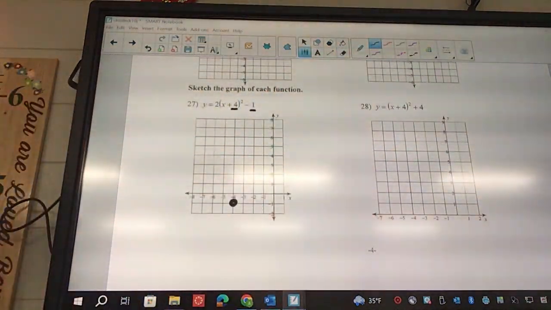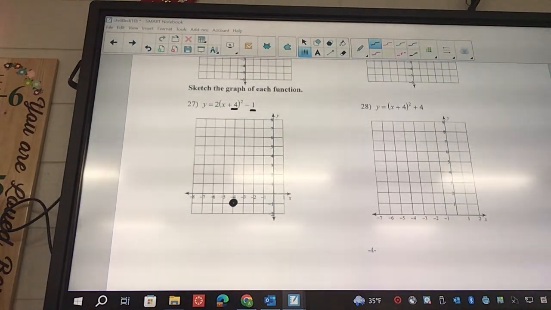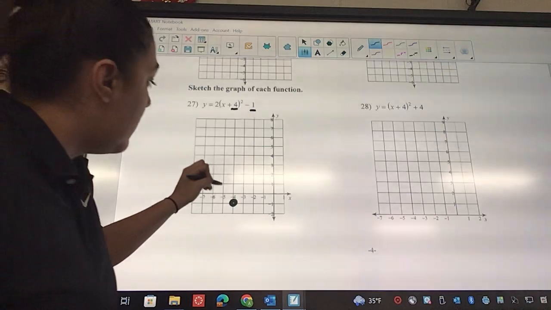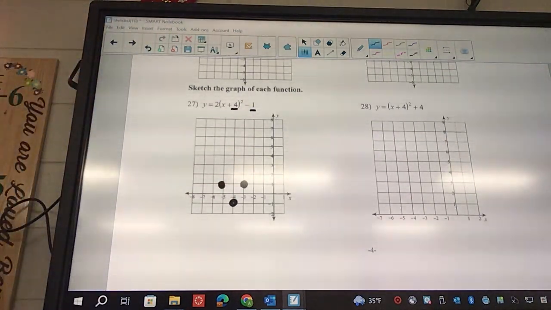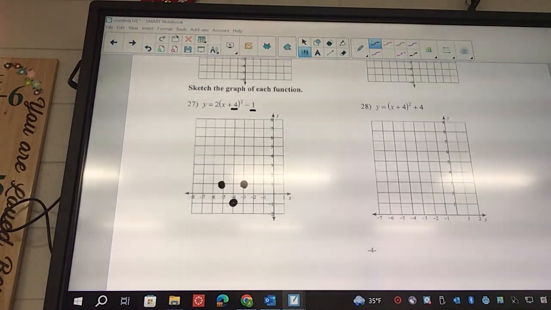Okay, does this graph open up or down? Up, with a slope of 2. So we're gonna go up 2 over 1, up 2 over 1. For the next point, if the slope is anything bigger than a 1, that's when we have to plug it in. What number would we plug in?